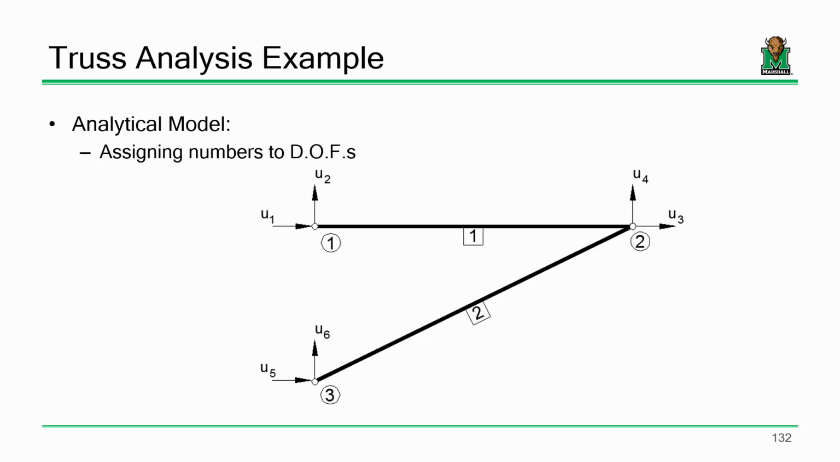Okay. Now here's our analytical model. This is just sort of our legend, if you will, for how we're going to do the problem. I'm saying this is degree of freedom 1, this is degree of freedom 2, this is degree of freedom 3, 4, 5, and 6. Everybody okay with that?